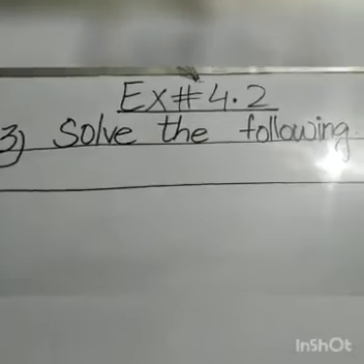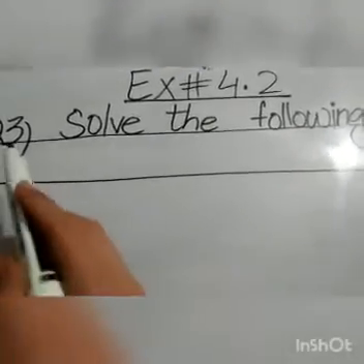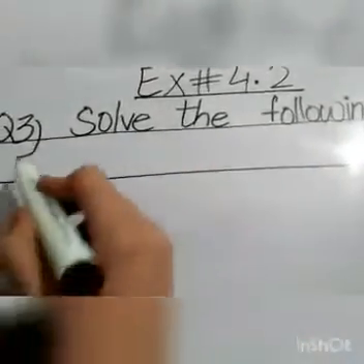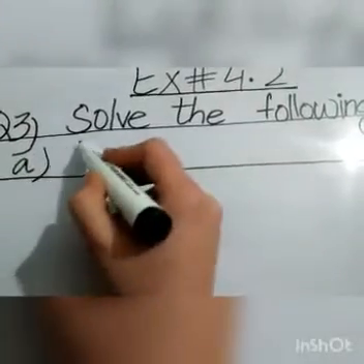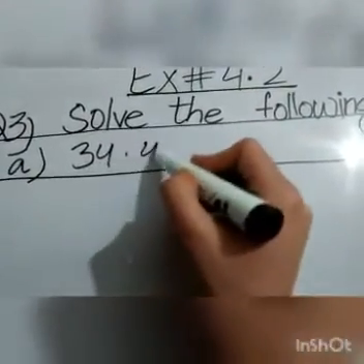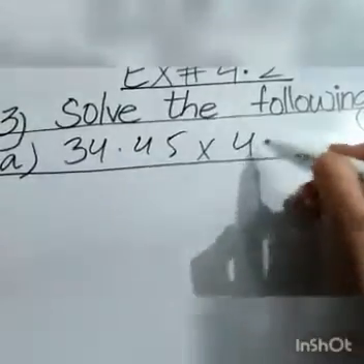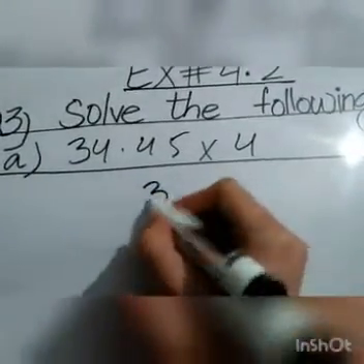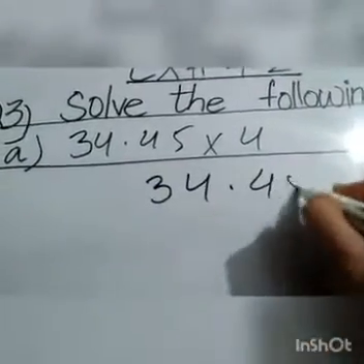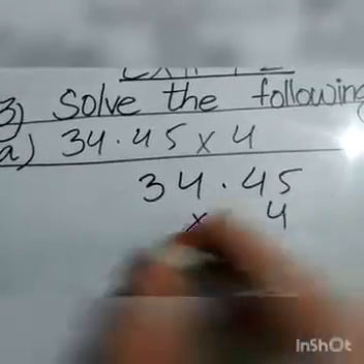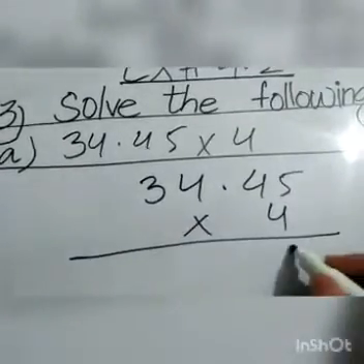Today we are going to have our lecture exercise 4.2 question number 3. Solve the following. Here we have part A: 34.45 multiply 4. 4 5 times is equal to 20.